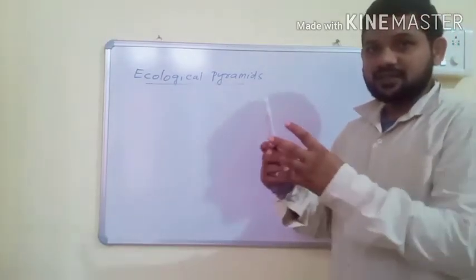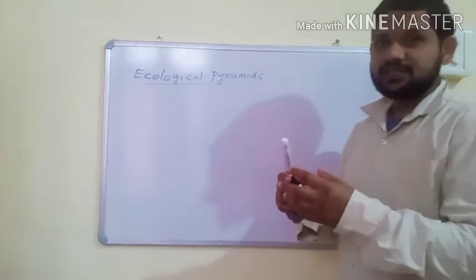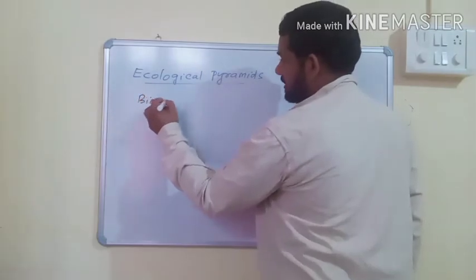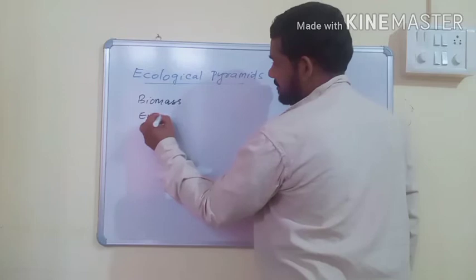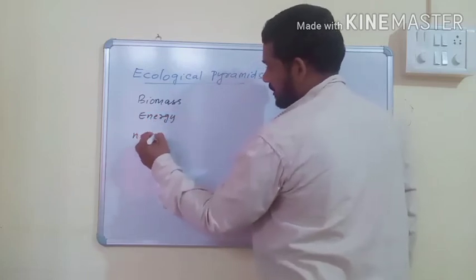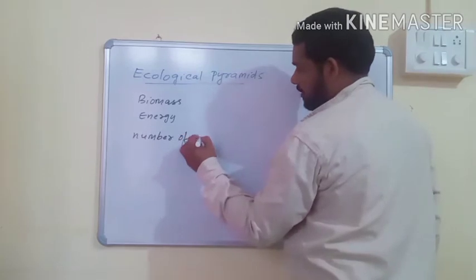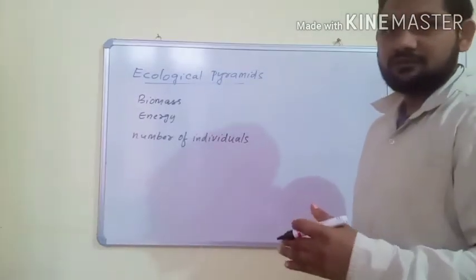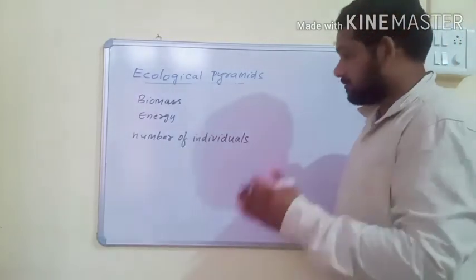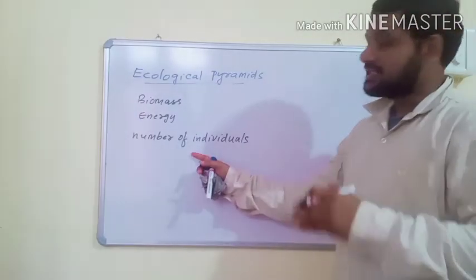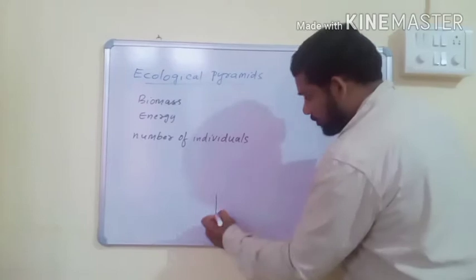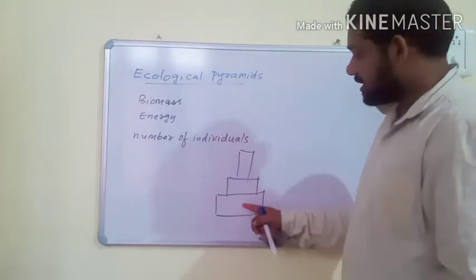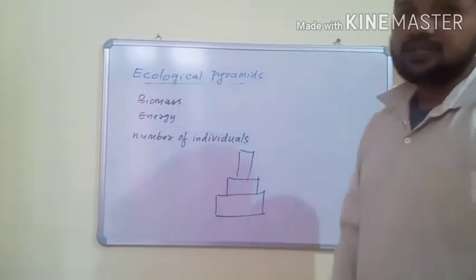It is a graphic representation of various ecological parameters like biomass, energy, and number of individuals of different trophic levels of a food chain, sequence wise: producers at base, herbivores at middle, and carnivores at top. And this type of graphical representation is known as an ecological pyramid.